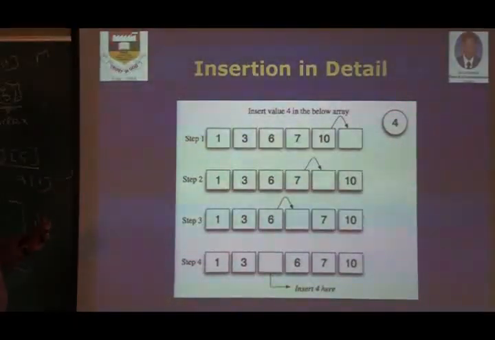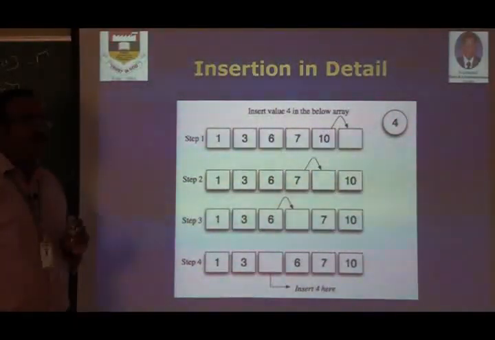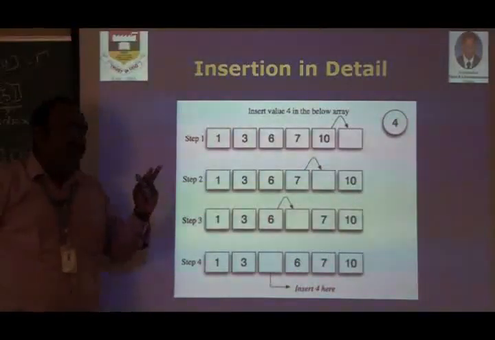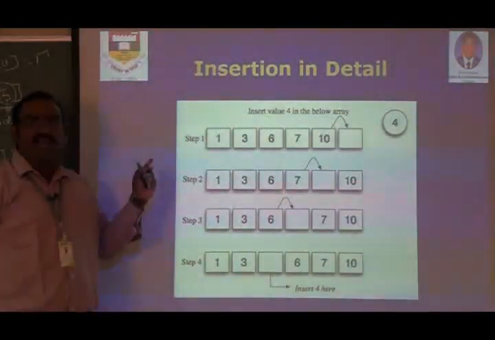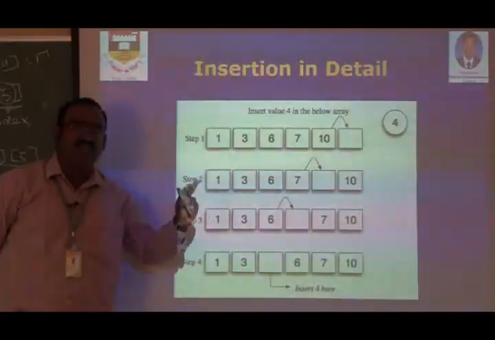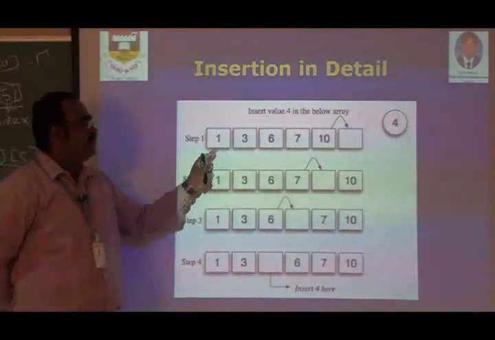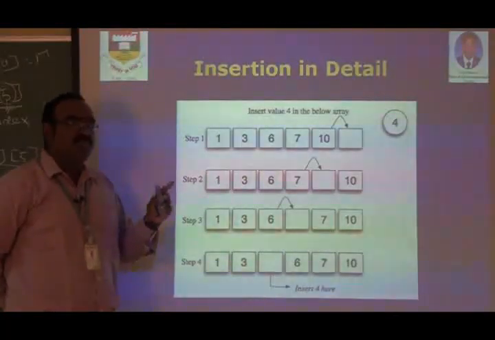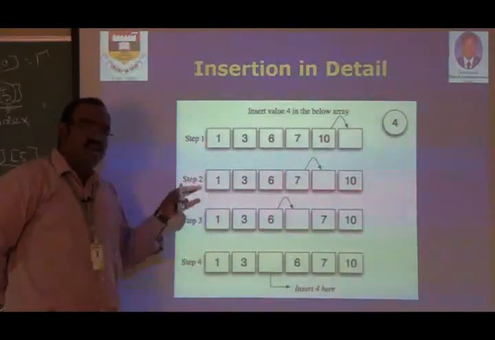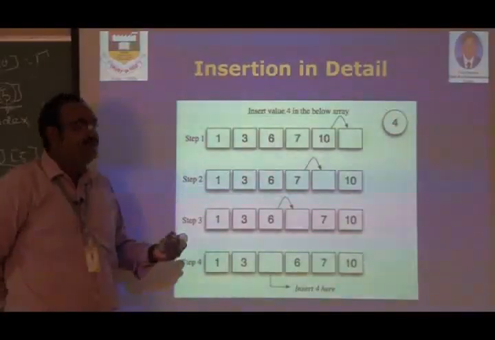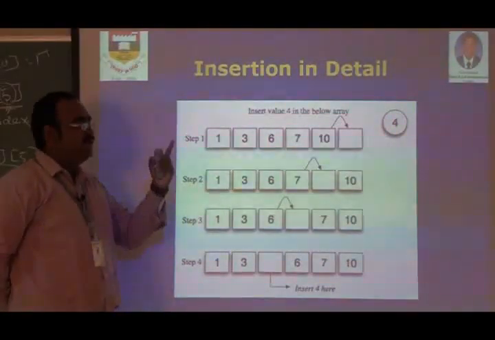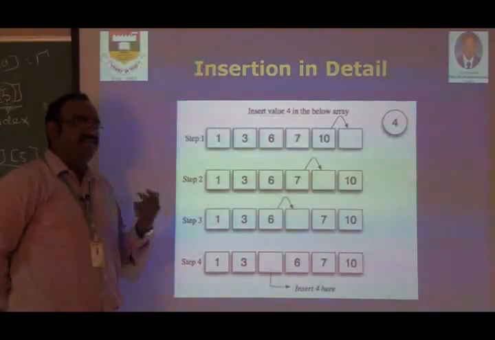Now let us see an example. Insert a value in the below array. So 4 is to be inserted in the array. The array values are 1, 3, 6, 7, 10. The capacity of the array is 6, but we have only 5. So first, before inserting, the algorithm checks whether the array has the capacity to insert 4 or not. There is one place remaining, so we can easily insert 4.